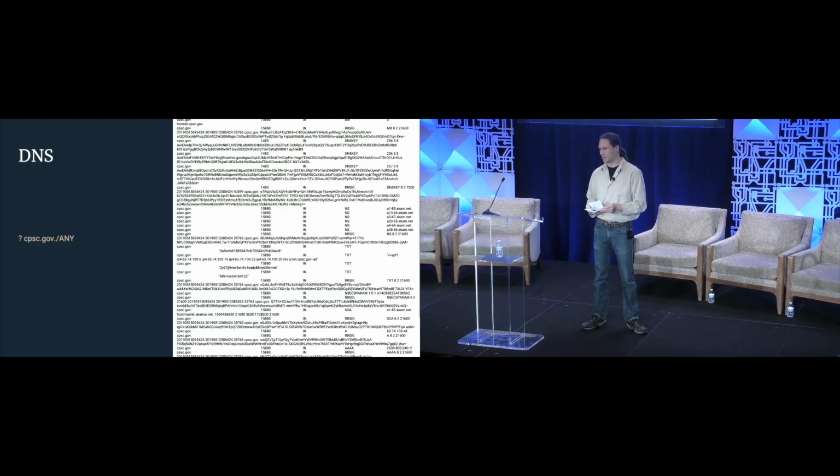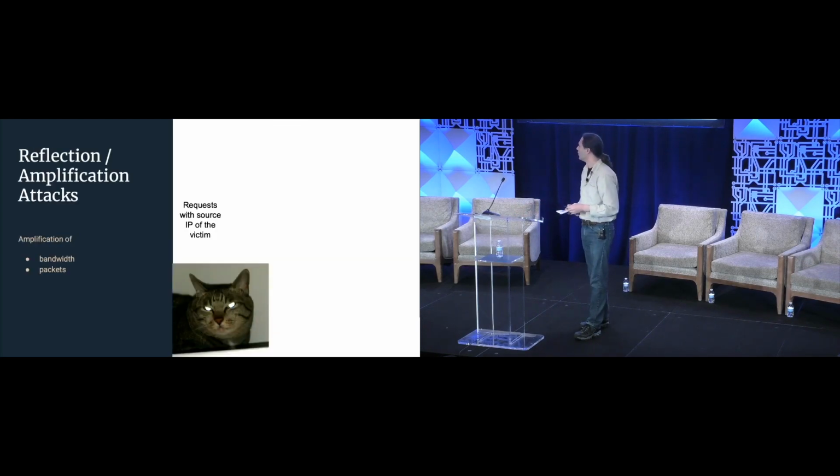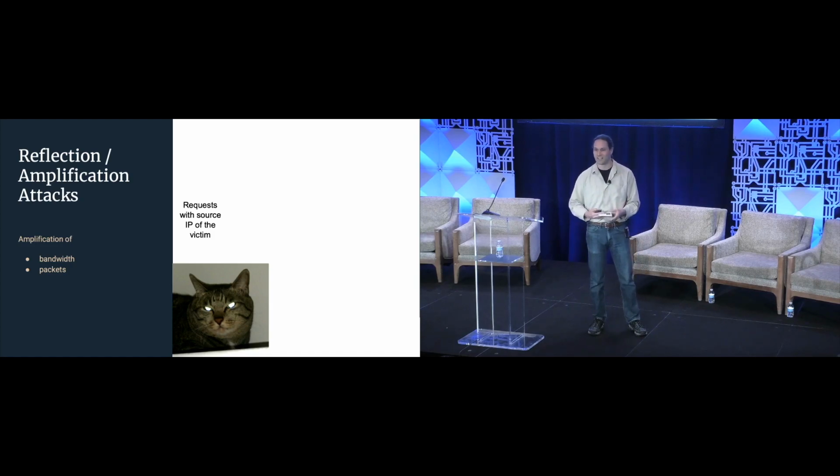Now, is that a problem? Well, think about this. It occurs over UDP, right? So imagine you're this evil cat. Cat pics are a necessity at NANOG, right, on the internet. So imagine you're an evil cat, and you want to attack somebody.